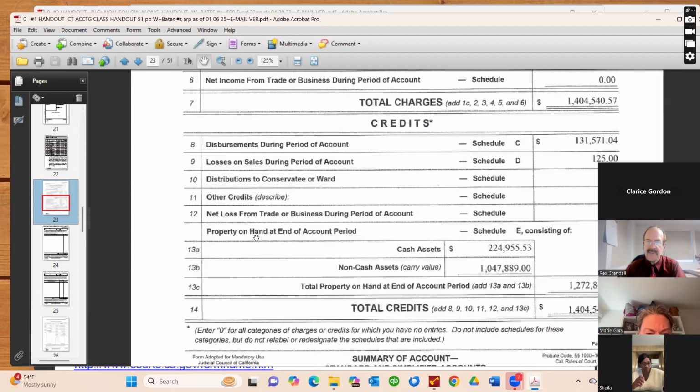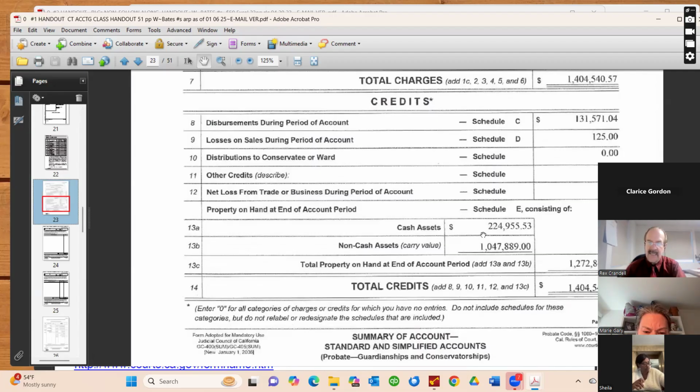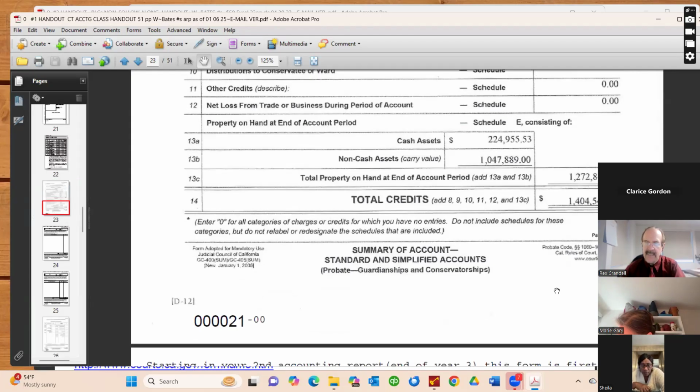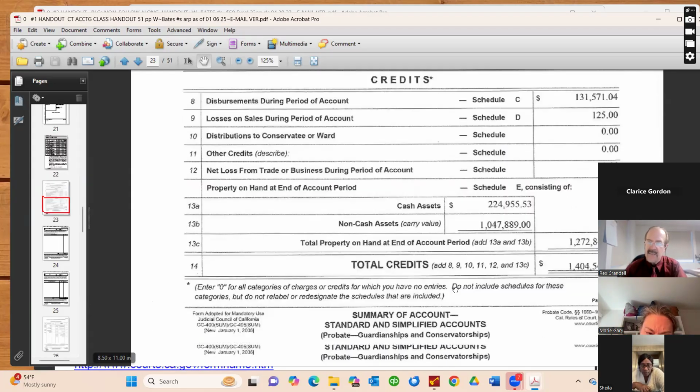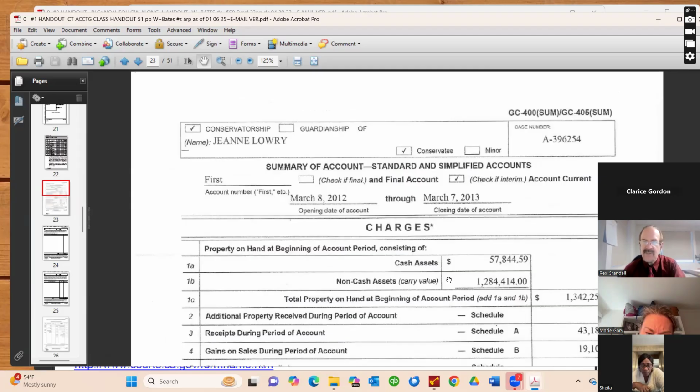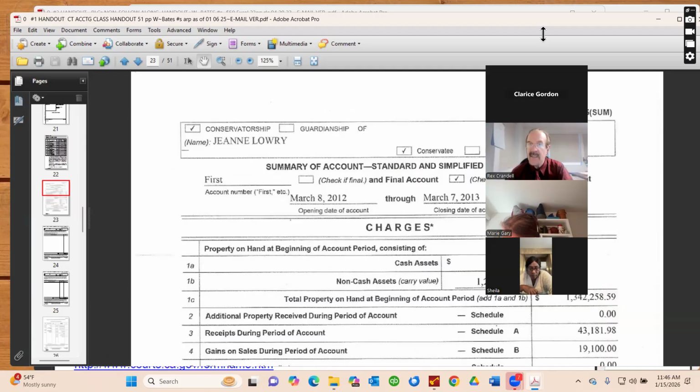And at that point, we enter in the bottom numbers for the GC 400 sum. That's ending assets, cash, ending assets, non-cash, total assets at the end of the account, and we have the total credit. And your goal is your total charges equals your total credits, so your accounting can get approved. So with that, unless there's any other questions relating to the GC 400 summary of account, I'm going to turn the meeting back over to Tamara, who will show you how to do the petition.